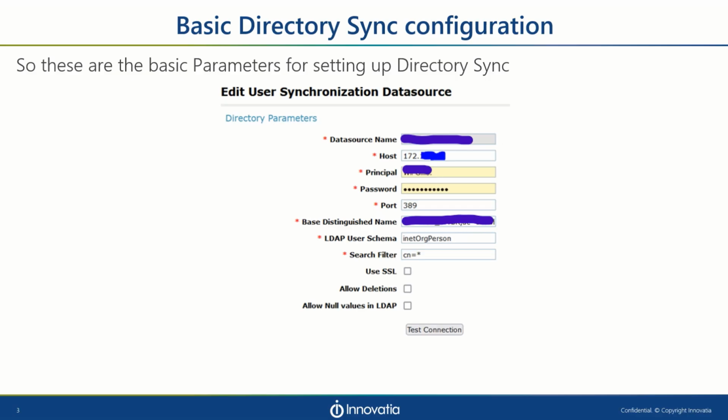The LDAP user schema tells us within that location, within that path, what are users. And then the final field, the search filter, tells us which users we're going to be pulling across from that particular location.